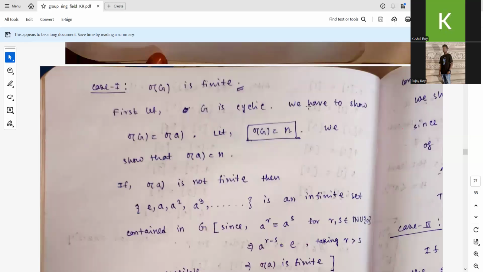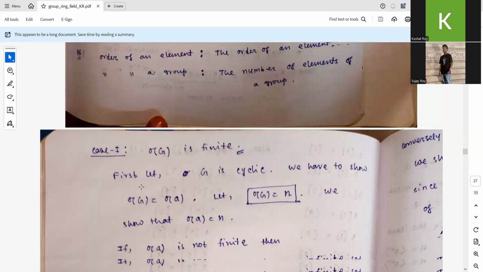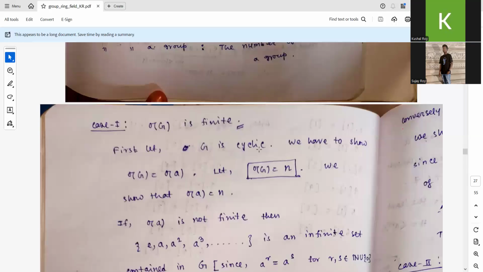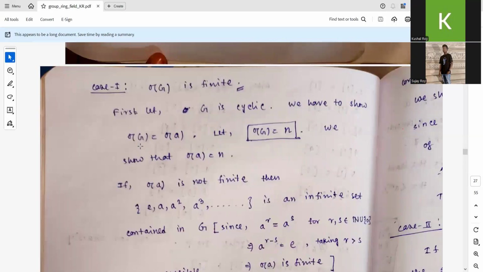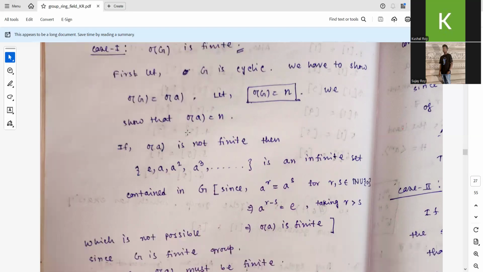So first we consider that the order of G is finite. Let us consider G is cyclic. We have to show that the order of G is equal to the order of the generating element a. So let us consider the order of G as n. We show that the order of the element is also n.